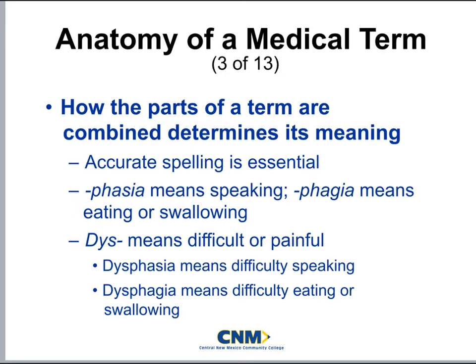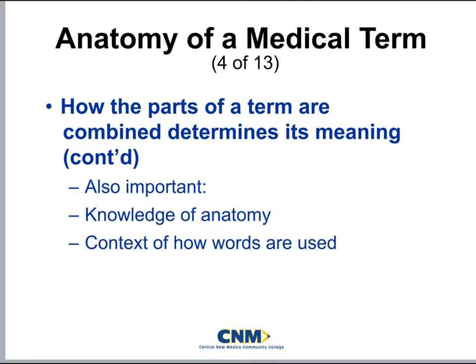D-Y-S means painful or difficult. So dysphasia with an S means difficulty speaking, while dysphagia with a G means difficulty eating or swallowing. So make sure you know which one you want to use. How the parts of a term are combined determines its meaning. Also important, knowledge of anatomy and the context of how words are used.